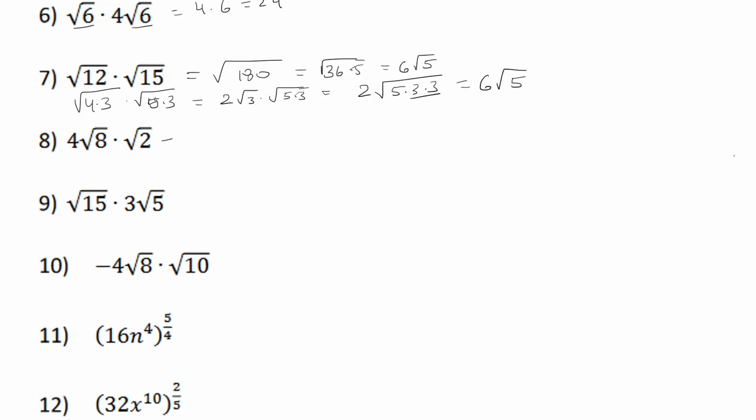Okay, for 8, the best way to do this is to multiply the radical. So 8 times 2 is 16, and then square root of 16 is 4, so we have 4 times 4 is 16.